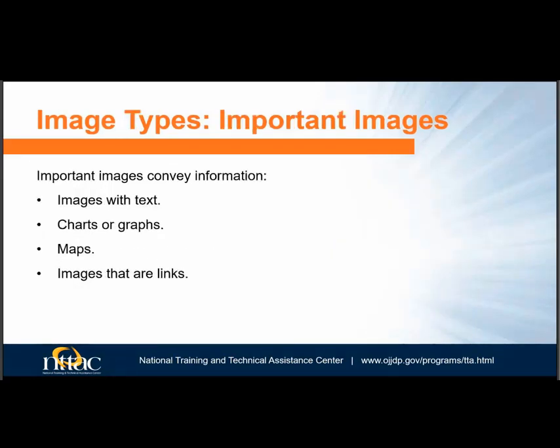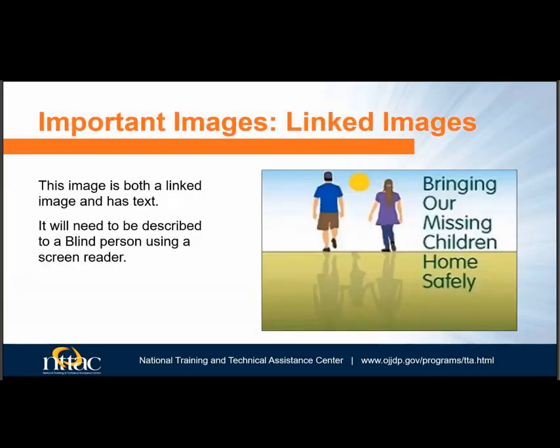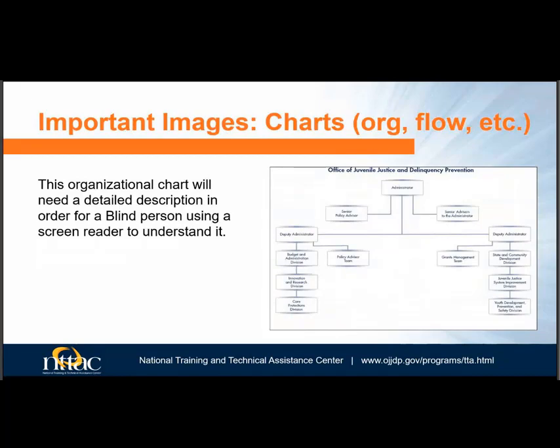Important images, on the other hand, are images that present information. A blind person using a screen reader needs to know what is in the image in order to have the same information that a sighted person has. Following are examples of important images. This image is both a linked image and has text. It will need to be described to a blind person using a screen reader. Images of text, except for logos, are discouraged when text can be used instead.